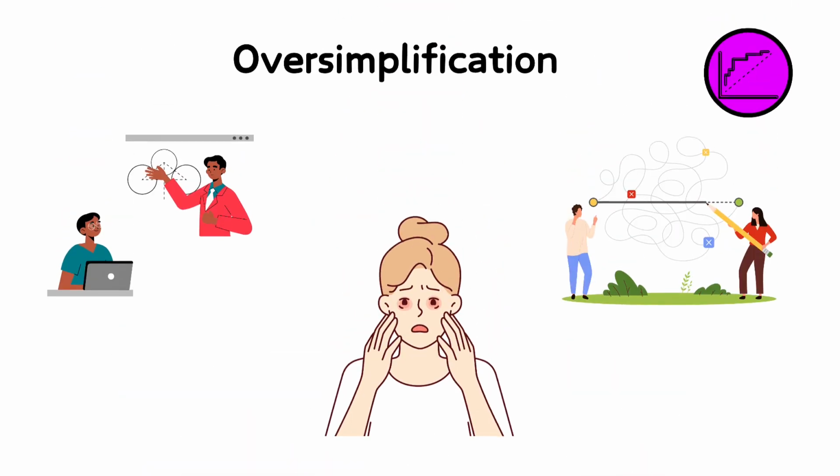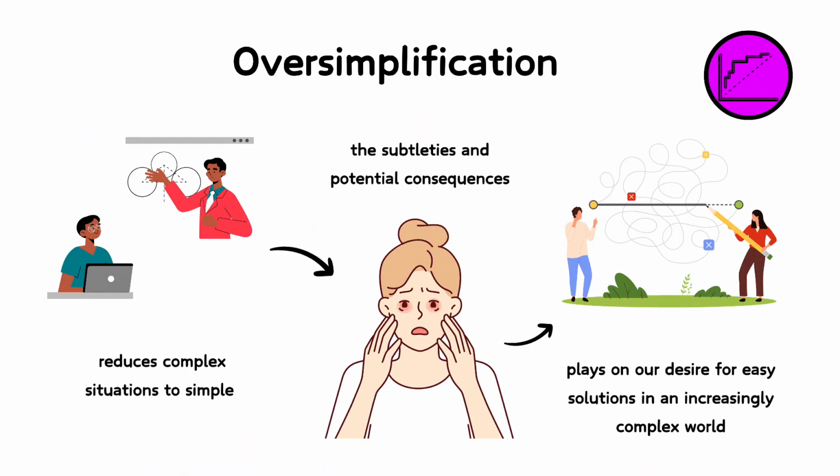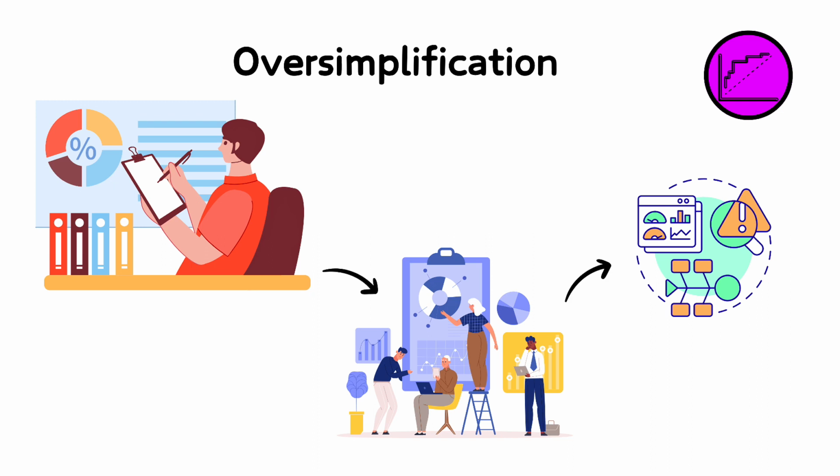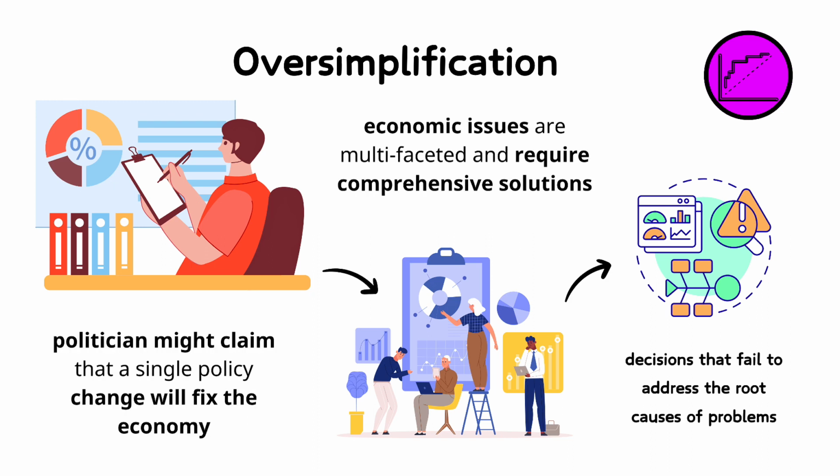Oversimplification. Oversimplification reduces complex situations to simple, catchy solutions or ideas. It offers an easy answer to a complicated problem, ignoring the subtleties and potential consequences. This technique is compelling because it plays on our desire for easy solutions in an increasingly complex world. For instance, a politician might claim that a single policy change will fix the economy, even though economic issues are multifaceted and require comprehensive solutions. Oversimplification can be dangerous because it can lead to poorly informed decisions that fail to address the root causes of problems.